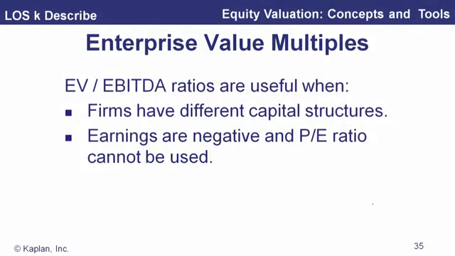And we can also use this when earnings are negative. With the PE ratio and negative earnings, well, it becomes negative and it also becomes kind of nonsensical and doesn't really fit our uses. So we can use this enterprise value multiple even for a firm that temporarily, we hope, has negative earnings per share.